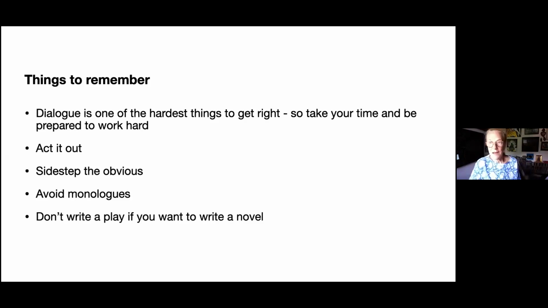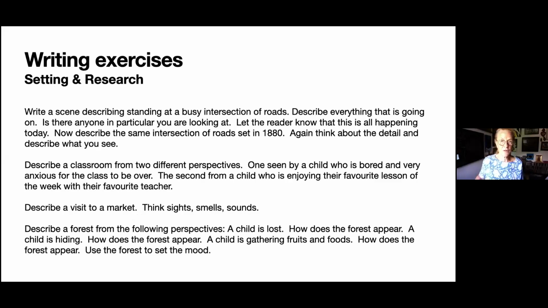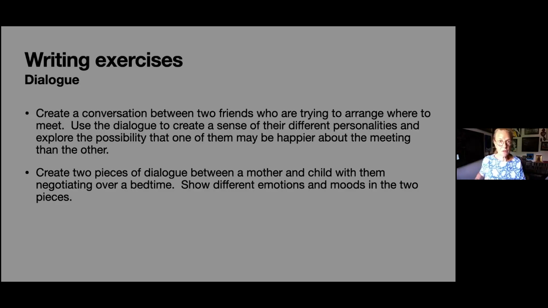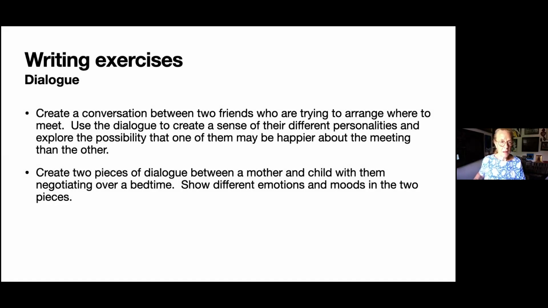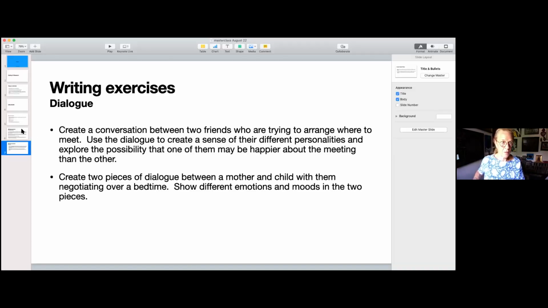So it's 5 to 12. And I'm going to now look at some writing exercises. I'm going to try and get rid of this box, which I'm not sure how I'm going to do. Let me just click this. Sorry, this isn't actually the one I want to show you, it's this one.